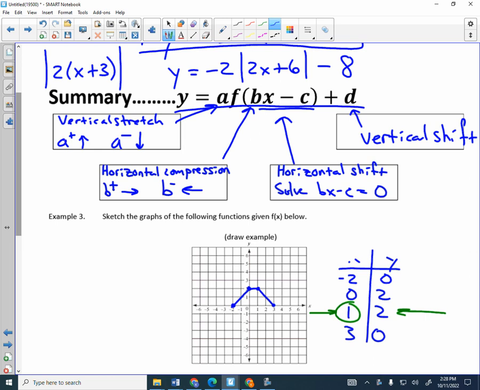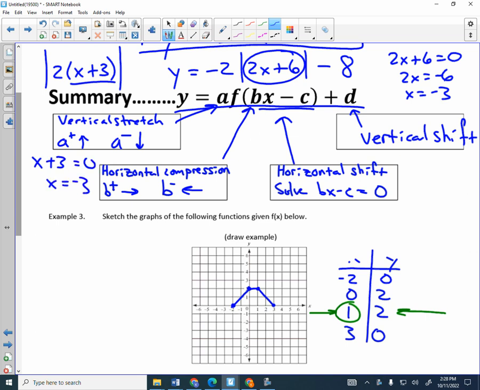So the other way to think about it is if you just take that and solve, 2x plus 6 is equal to 0. 2x equals negative 6, x equals negative 3. That tells you it's a shift to the left 3. See that? And actually, if you see x plus 3, you just solve x plus 3 is equal to 0 and subtract 3, x is negative 3. So if you just think about solving for 0, it's going to tell you which direction you're going. We all good? Okay, excellent.